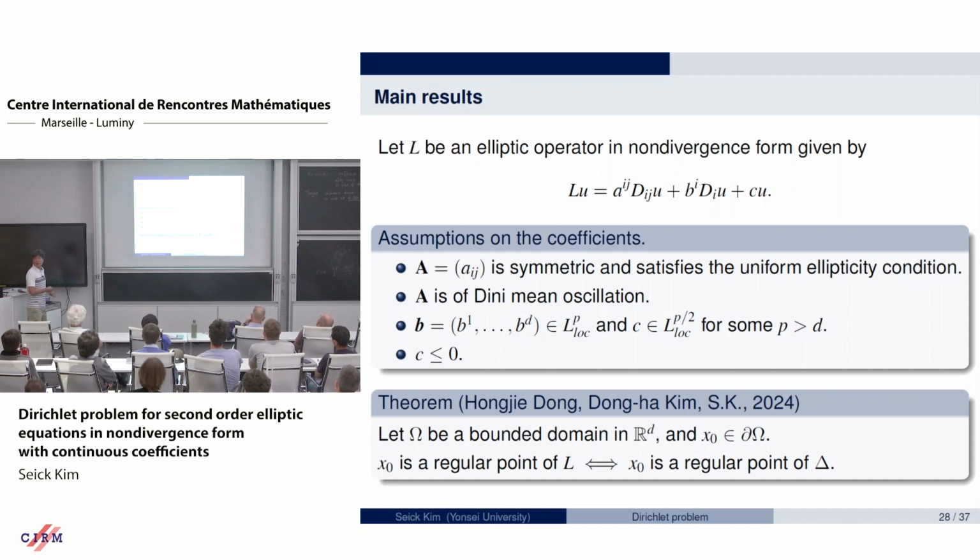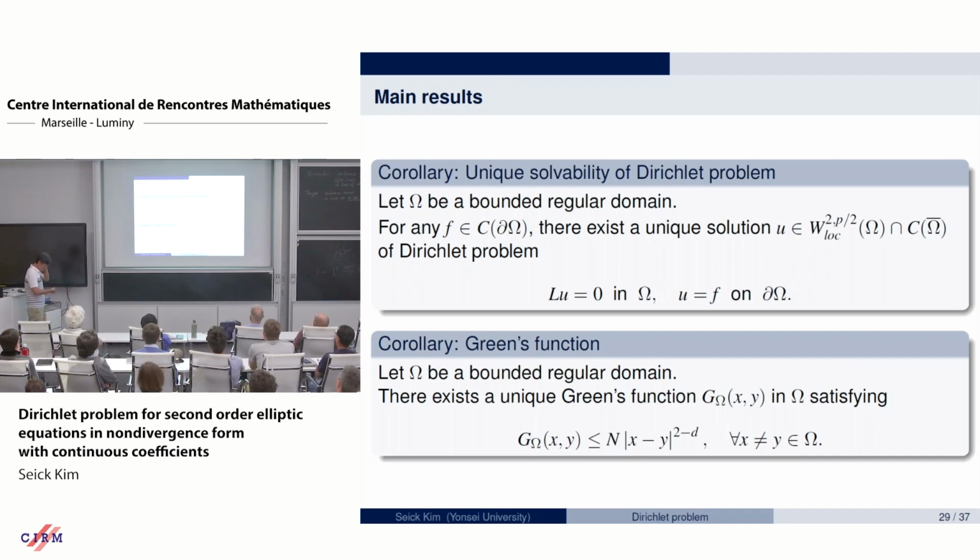I have 10 minutes remaining, so I'm going to quickly go over the proof. This is a corollary. Because of this solvability, if the domain is regular, meaning every boundary point is regular, then for any continuous boundary function, you can solve this Dirichlet problem in this class W^{2,p}. In particular, that gives you a more refined result for the Green's function.